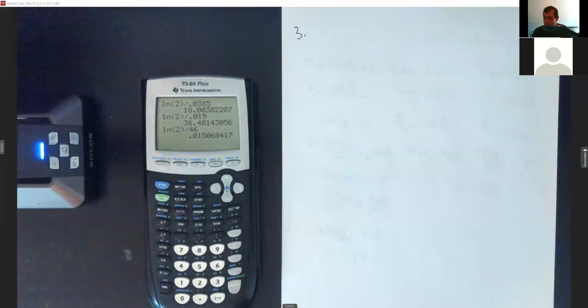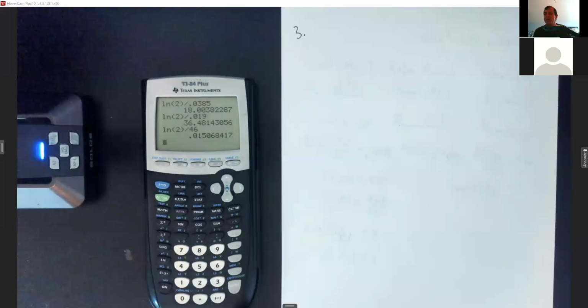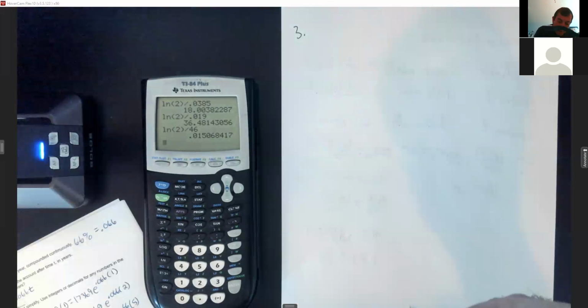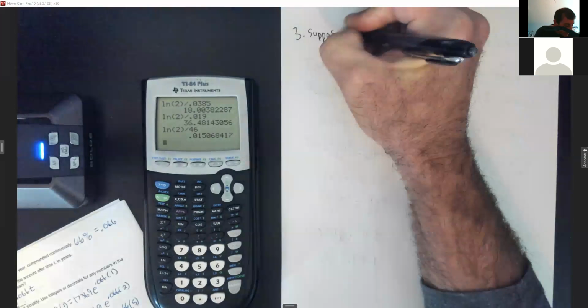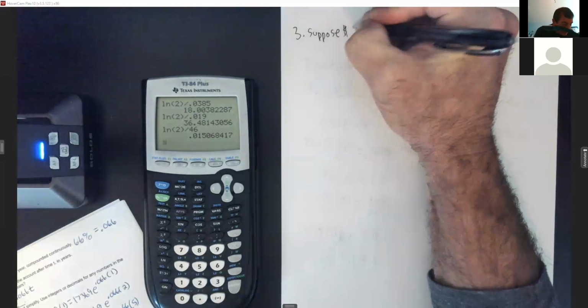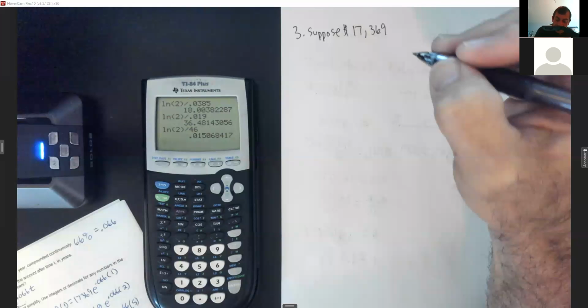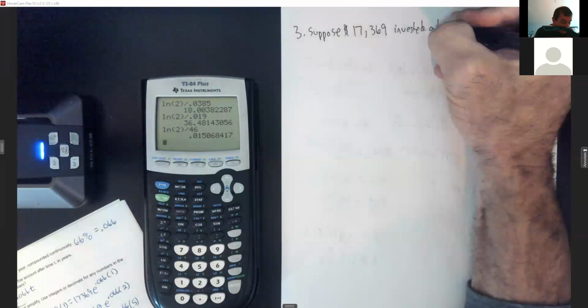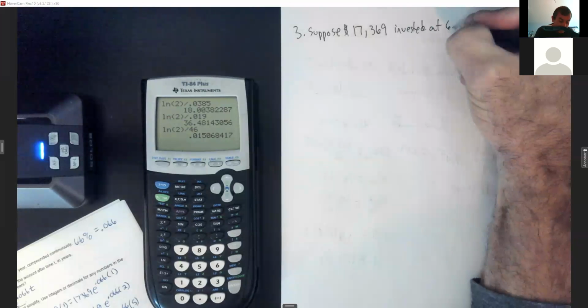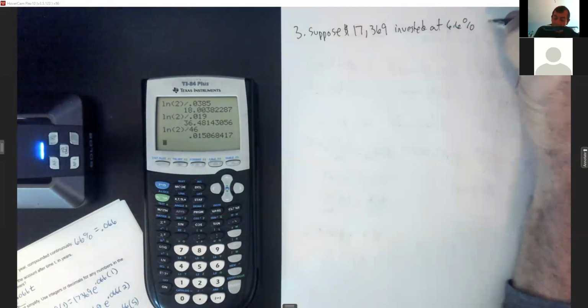So the third one, y'all remember we've been dealing with interest a lot. We did simple interest. We did compounded interest. You can also use these exponential growth when you got what we call continuous compounding problems. So we're going to suppose that $17,369 is invested at 6.6% compounded continuously.